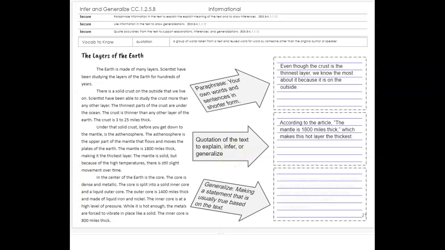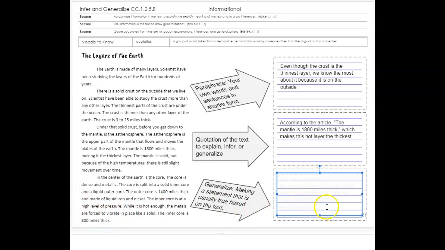Finally, in the center of the earth is the core. The core is dense and metallic. The core is split into a solid inner core and a liquid outer core. The outer core is 1,400 miles thick and made of liquid iron and nickel. The inner core is the highest level of pressure. While it is hot enough, the metals are forced to vibrate in place like solids. The inner core is 800 miles thick.